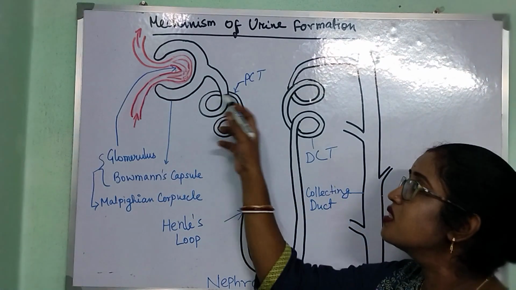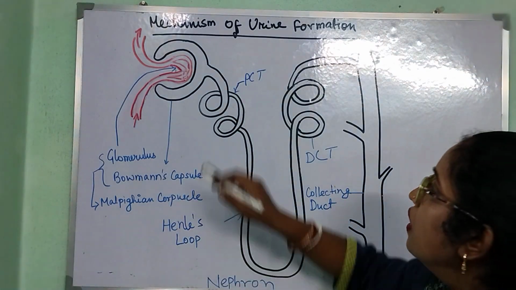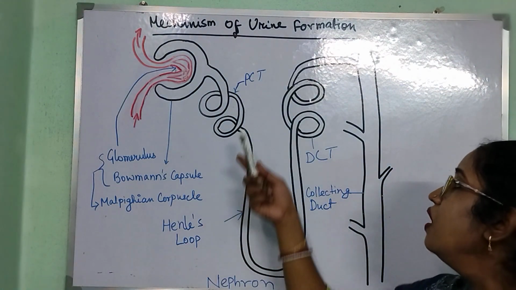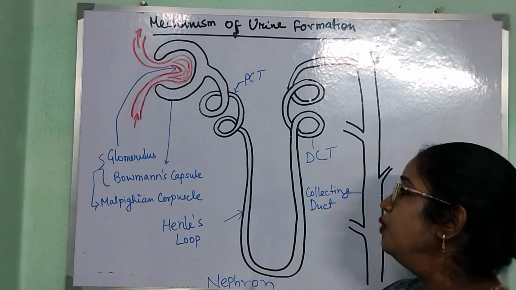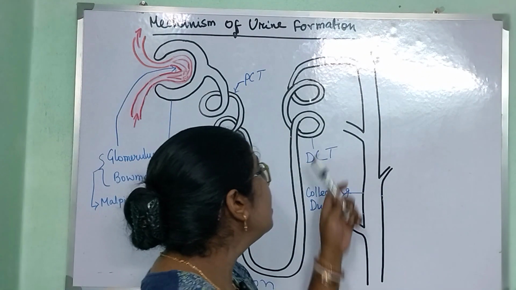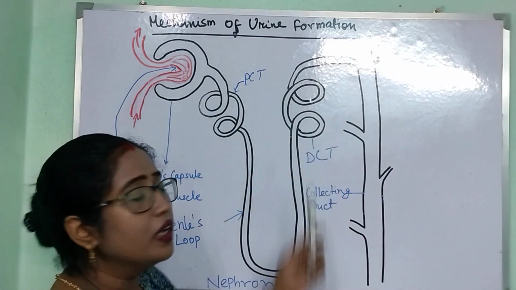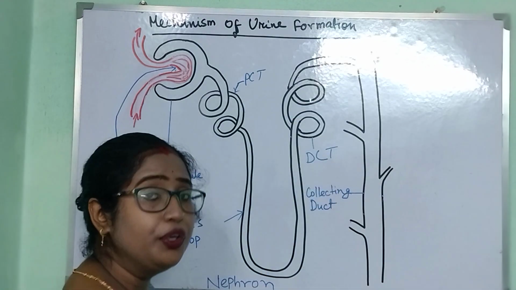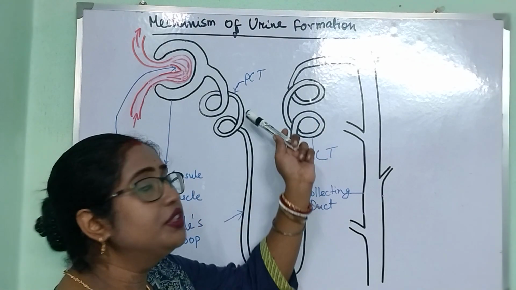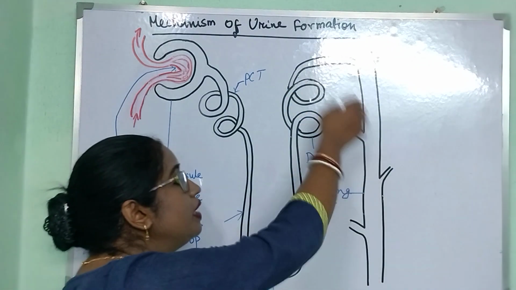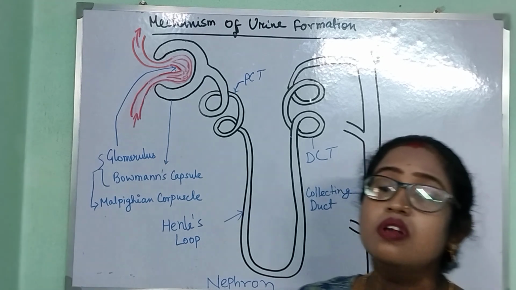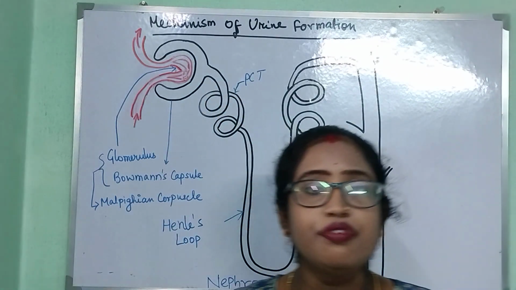Then a coiling tube-like structure is attached to this Bowman's capsule. It is known as the PCT, or proximal convoluted tubule. After that, a U-shaped tube-like structure is present in the nephron, that is the Henle loop, and again the tube starts coiling, and this coiled tube-like structure is known as the DCT, or distal convoluted tubule. This distal convoluted tubule drains its content into a common duct that is known as the collecting duct. So this is the simplest structure of the nephron. Now let us discuss the mechanism of urine formation.